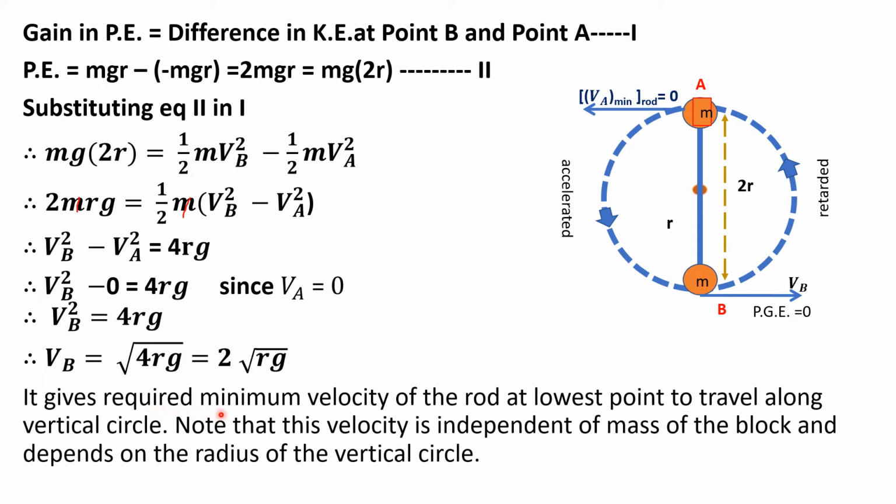This gives the required minimum velocity of a rod at the lowest point to travel along a vertical circle. Also note that this velocity is independent of the mass of the block but depends upon the radius of the vertical circle or the length of the rod.